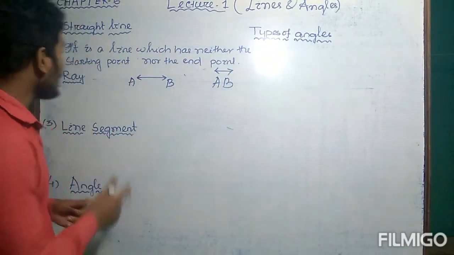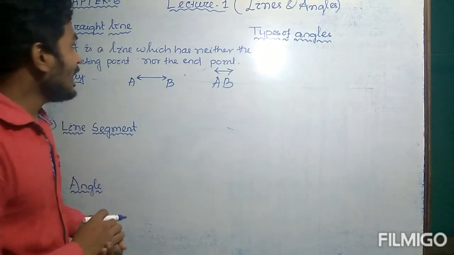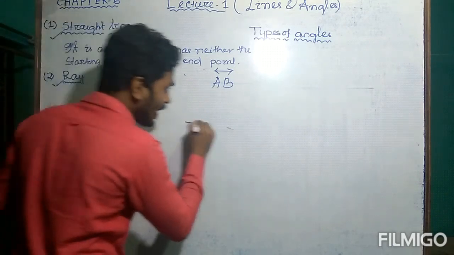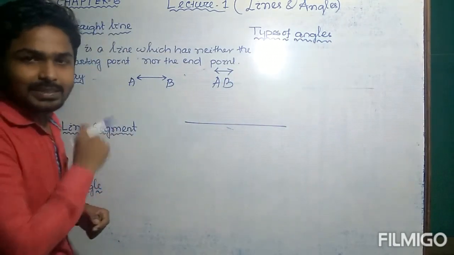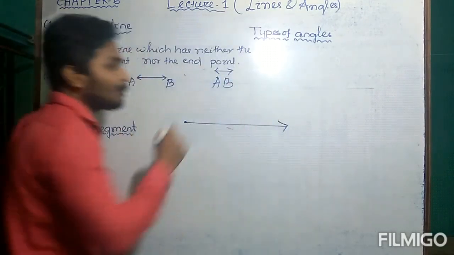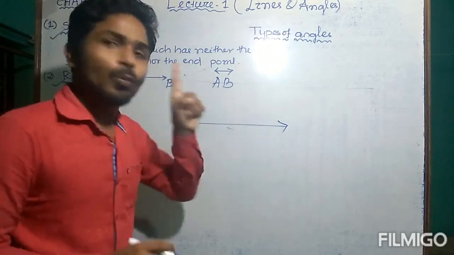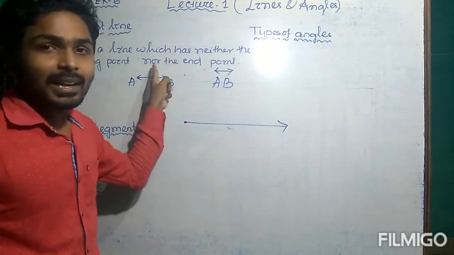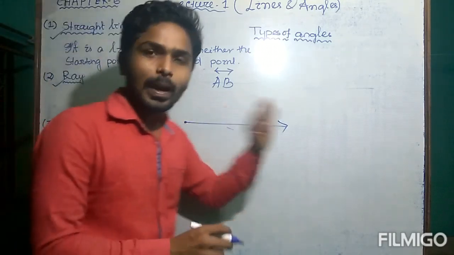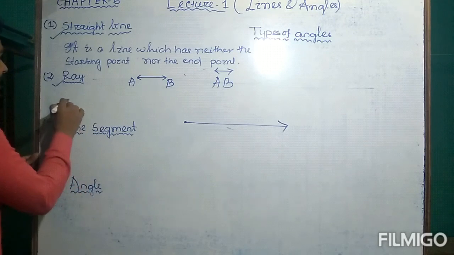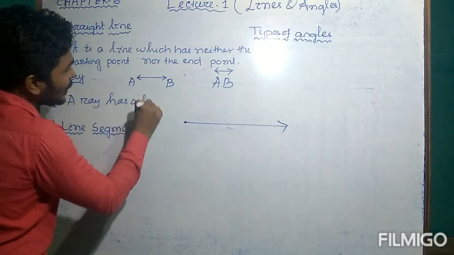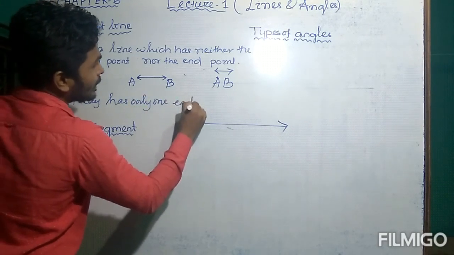Next is, what are rays? Okay. Similarly to a straight line, a ray is also a line. But the only difference is that it has a starting point, but it doesn't have an end point. It means it has only one end. A straight line has no end, but a ray has only one end. That is, it has a starting point but no end point. Understood? So write it. A ray has only one end point.